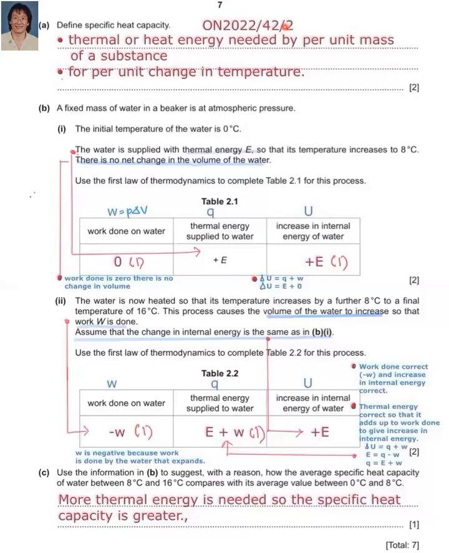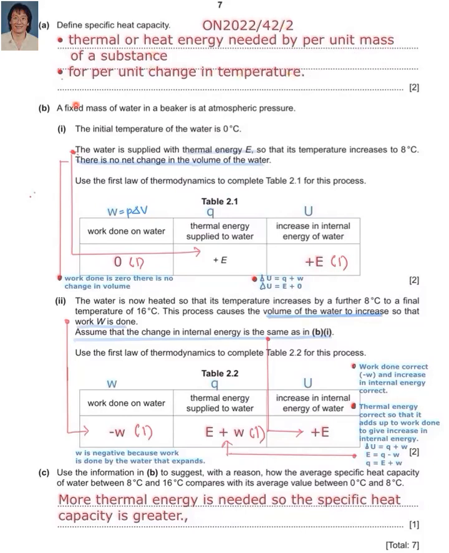This is October/November 2022, 42 variant question. Question number 2, first part A. Define specific heat capacity. This question carries 2 marks. The answer is: specific heat capacity is defined as the thermal or heat energy needed per unit mass of a substance per unit change in temperature.